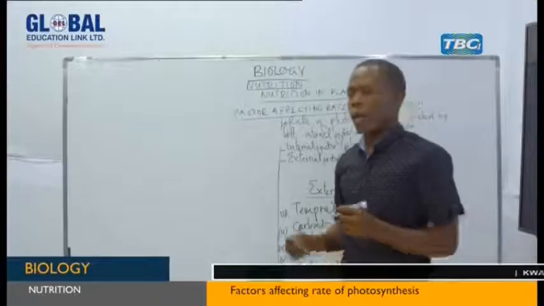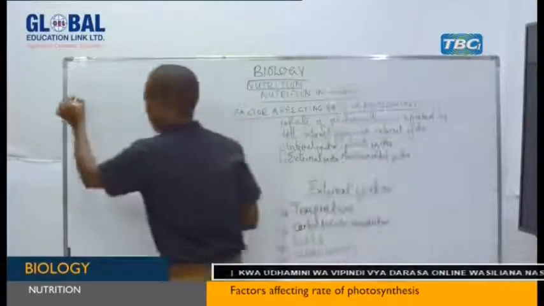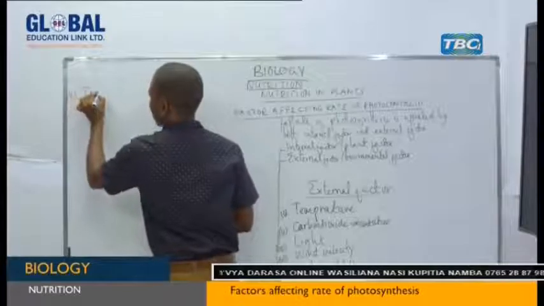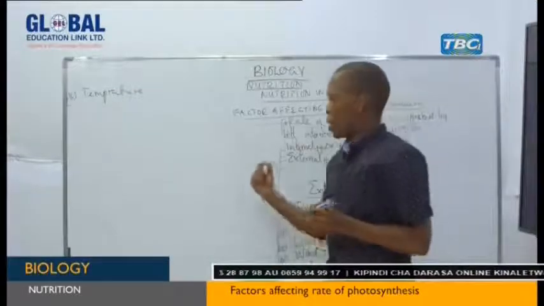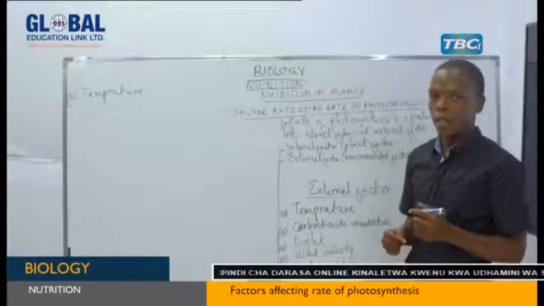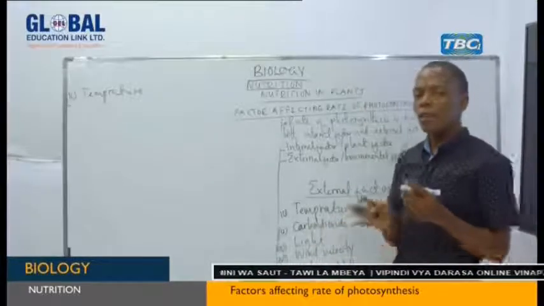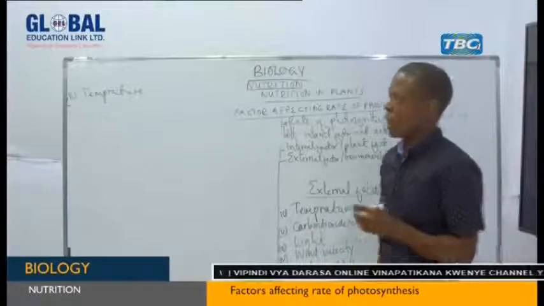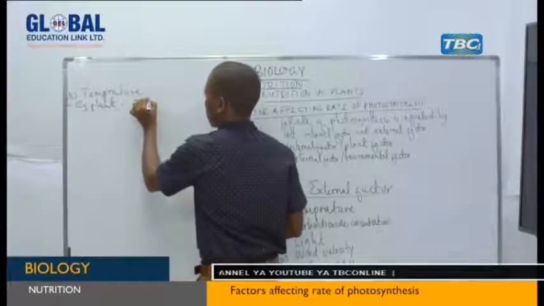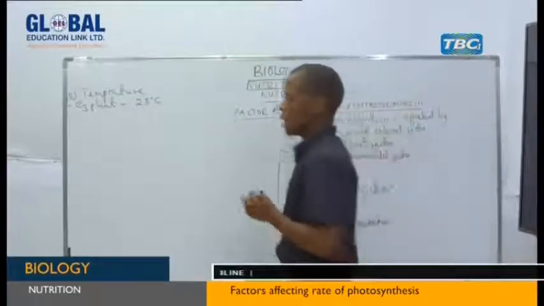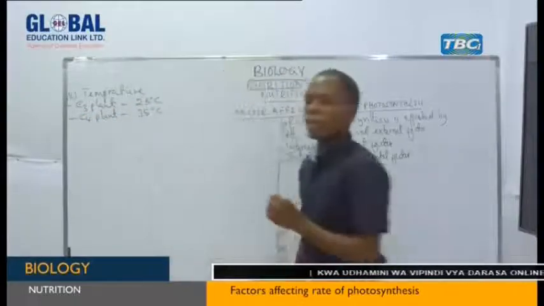Okay, let us see how these factors affect the rate of photosynthesis. Starting with factor number 1, temperature. Temperature affects the rate of photosynthesis. When we are talking about the C3 plant and C4 plant, they have a different optimal temperature. For example, a C3 plant optimal temperature is around 25 degrees centigrade, but C4 plant it's about 35 degrees centigrade.